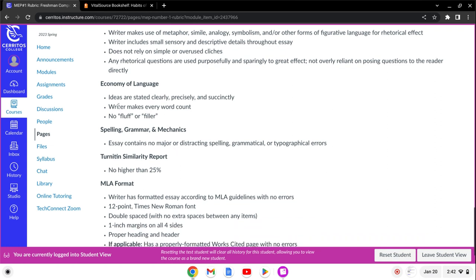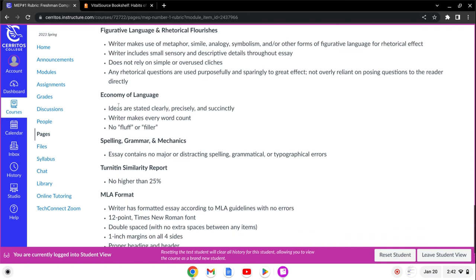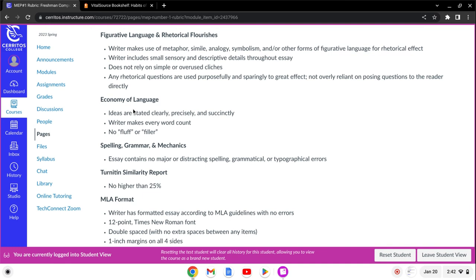All right, only a few more criteria here. So this next one, economy of language. This means how well all of your words are working together. And so for this category, we want to make sure that our ideas are stated clearly, precisely, and succinctly.